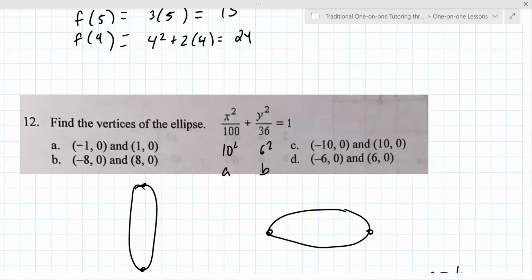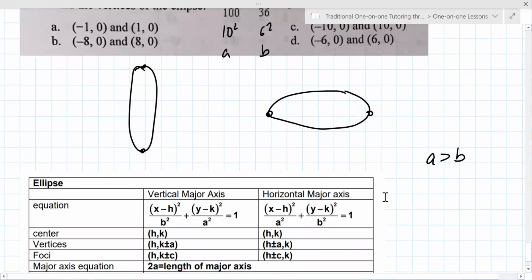And so on here. So that allows us to find C, because C is what we really need to find the vertices. Actually, we don't. We actually just need A for the vertices. Take that back.